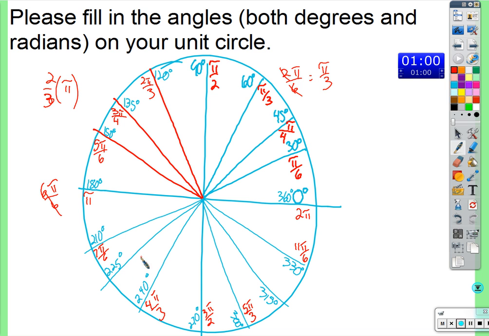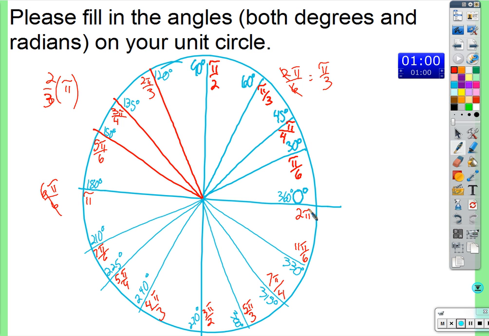Okay, so these would be multiples of pi over 4, right? Yeah. Pi over 4, 2 pi over 4, 3 pi over 4, 4 pi over 4, 5 pi over 4, 6 pi over 4, again 3 pi over 2, and 7 pi over 4, and then 8 pi over 4, which simplifies to 2 pi.